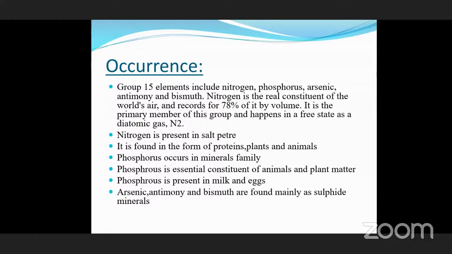Arsenic, antimony, and bismuth are found mainly as sulfide minerals. That means those three elements are found in the form of sulfide minerals. So this is about the occurrence of group 15 elements. Okay, next.